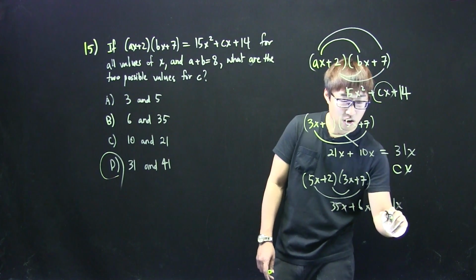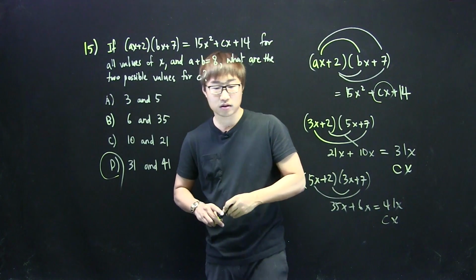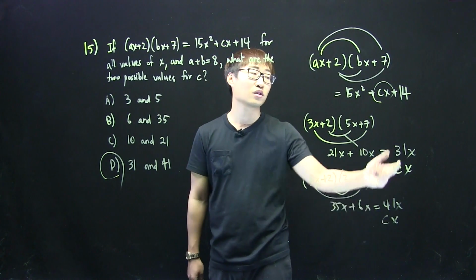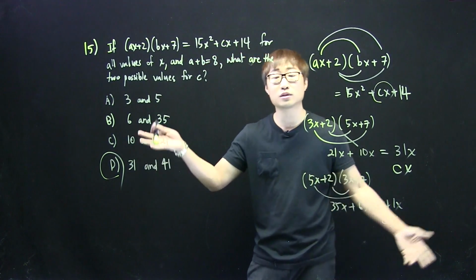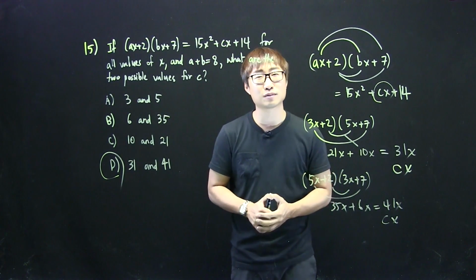You could have checked this, or you could have just moved on and be like, okay, I don't want to do the whole problem because I know for sure 31 should be one of my possible values. And choice D carries it. That's the only choice that carries it, right? So save yourself some time once again.